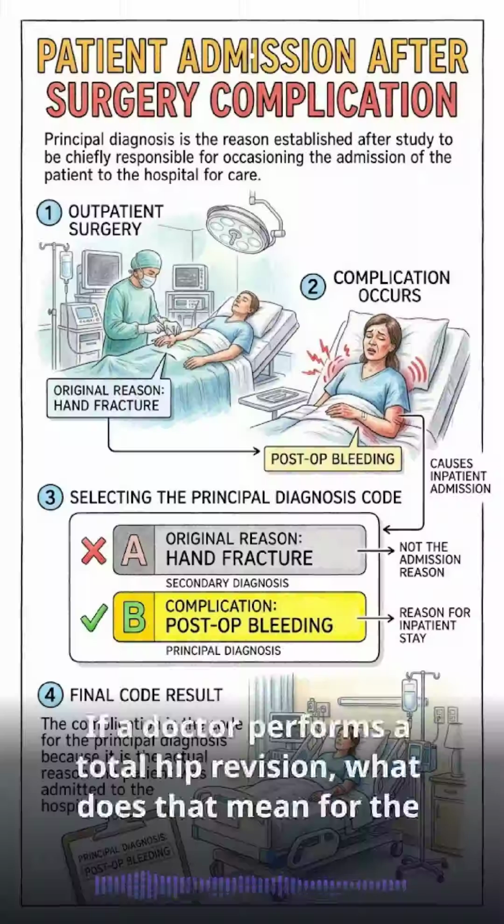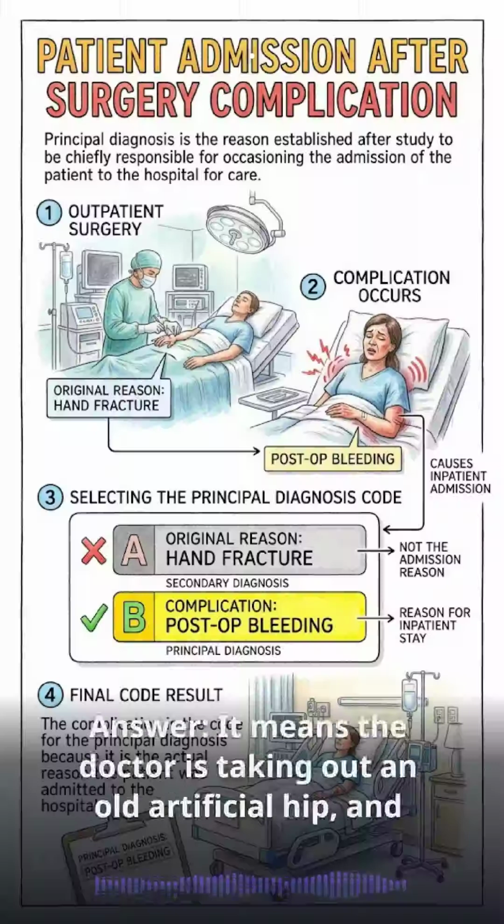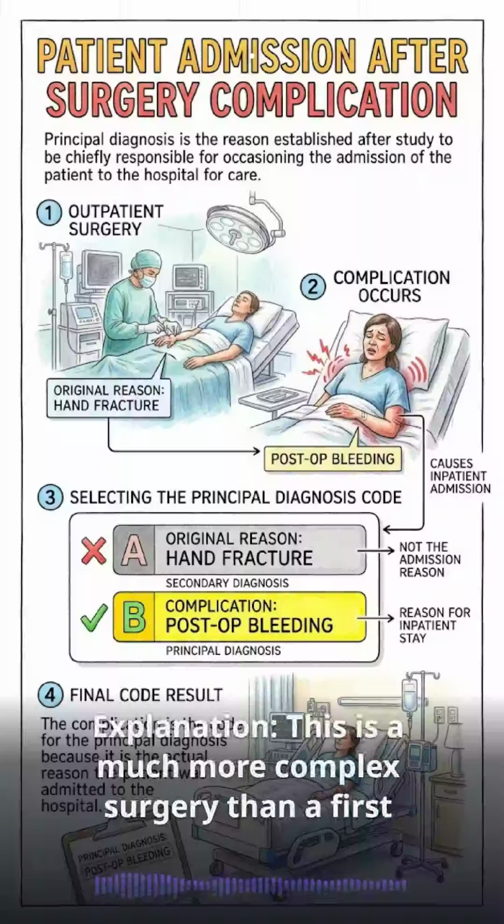95. If a doctor performs a total hip revision, what does that mean for the procedure code? It means the doctor is taking out an old artificial hip and putting in a new one. This is a much more complex surgery than a first replacement, so the code is different and longer.